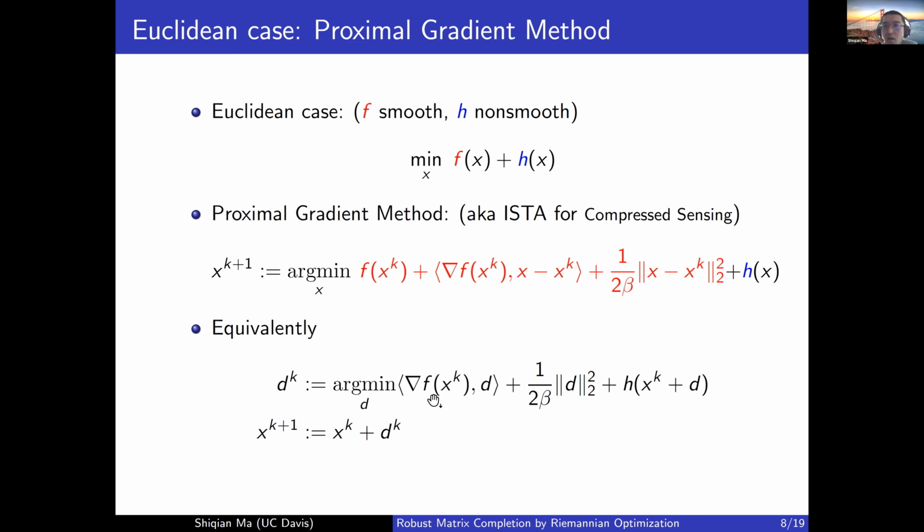At the current iterate x_k, we want to compute the step d_k by solving this optimization problem, and then we update x_k in this way. Again, this subproblem corresponds to computing the proximal mapping of this non-smooth function h. The proximal gradient method can be very efficient if the proximal mapping of the function h can be computed efficiently. We want to extend this proximal gradient method from the Euclidean case to the manifold setting.